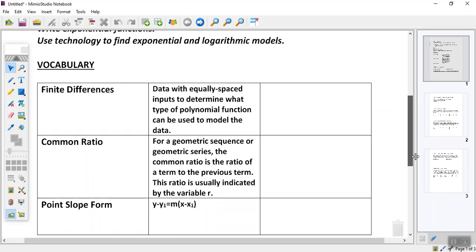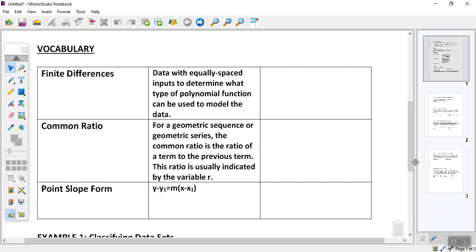Okay, so some things we need to recall, kids. Finite differences. You remember talking about that? Let's recall this. It says data with equally spaced inputs can be used to determine what type of polynomial function can be used to model the data. Let me give you a data set up here. Let's make an XY table up here. Remind you what a finite difference is.